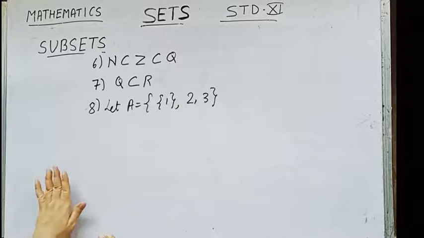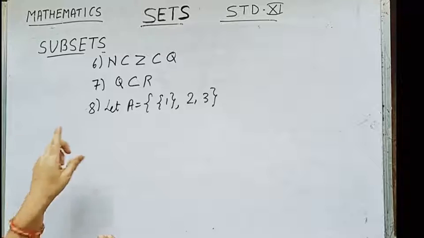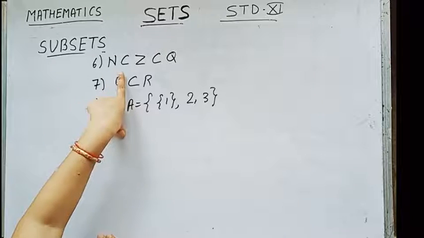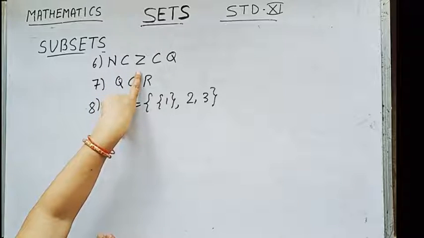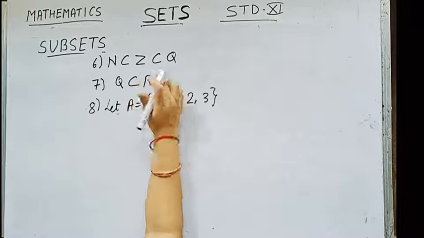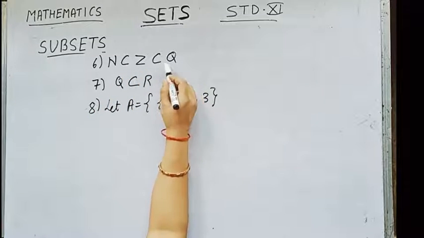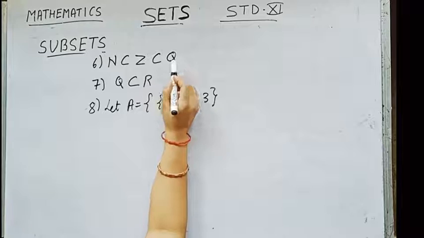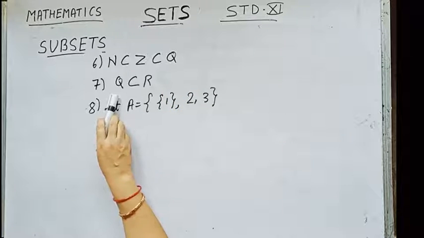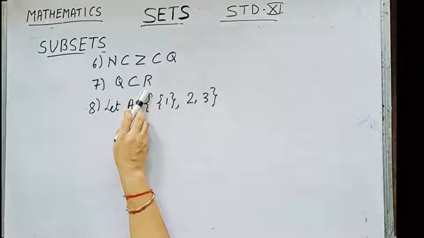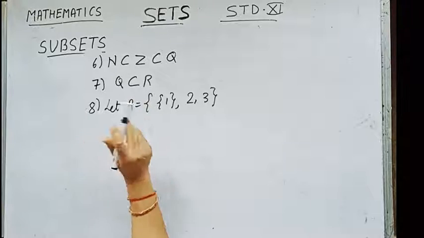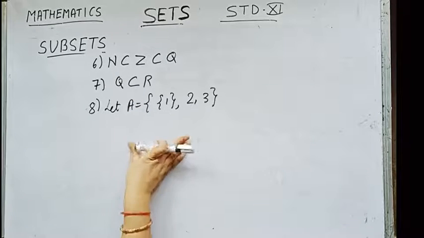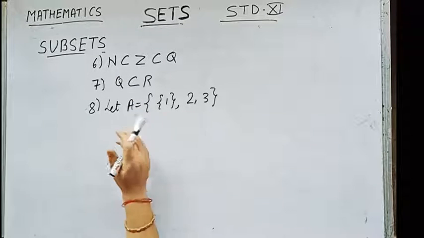Point number 6. You can note that the set of the natural numbers is a subset of the set of the integers, and the set of the integers is a subset of the set of the rational numbers. Also, the set of the rational numbers is a subset of the set of the real numbers. Now children, I am going to explain one concept by giving an example.